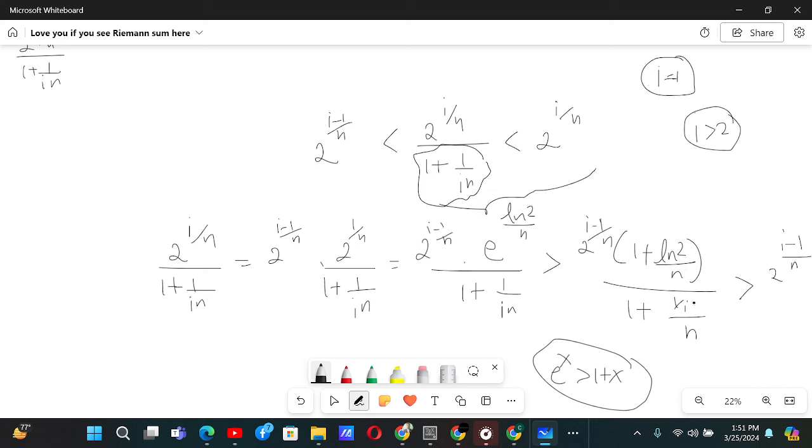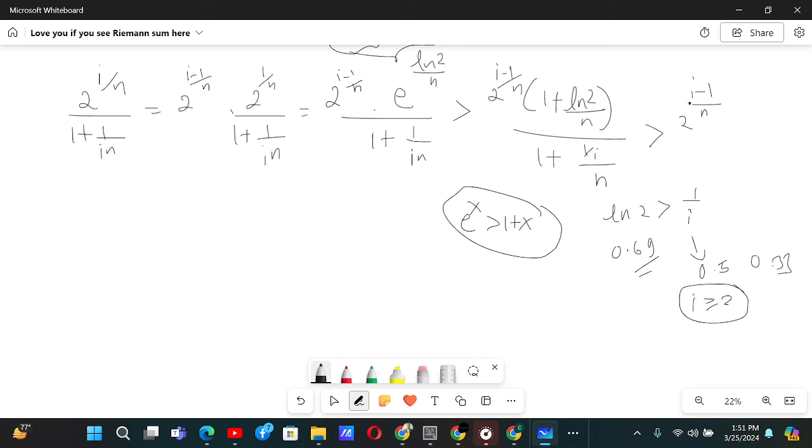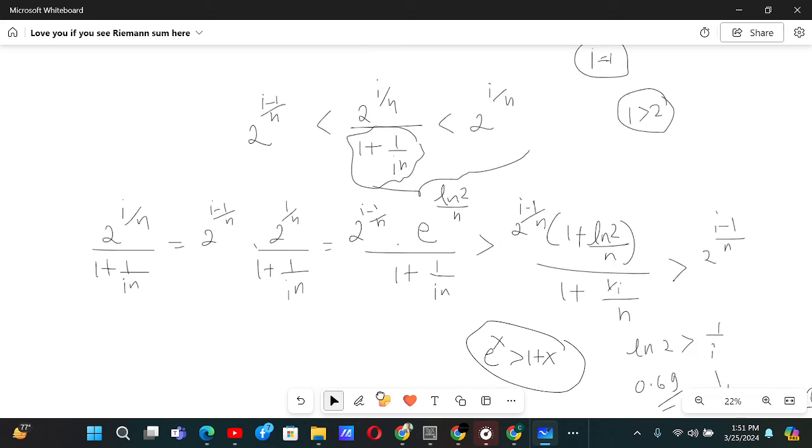ln 2 should be greater than 1/i, because n is the same, 1 is the same. So ln 2 basically needs to be greater than 1/i. And now when does that happen? ln 2 is basically 0.69. If i is 1, then it's not greater than 1, but if i is 2, then this expression is 0.5, for i = 3 it is 0.33. So when i is greater than or equal to 2, this inequality holds. So that is proved.